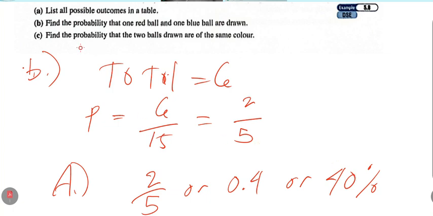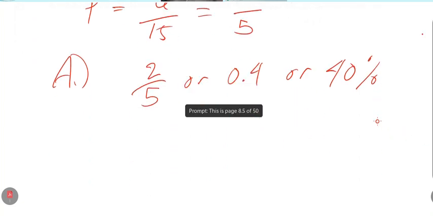Now for C: find the probability that the two balls drawn are the same color. The pairs with matching colors are either both red or both blue. There's only one green, so getting two green balls is impossible. So that means we have both red and both blue.